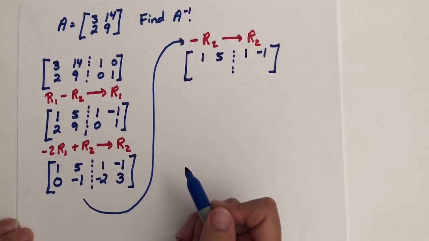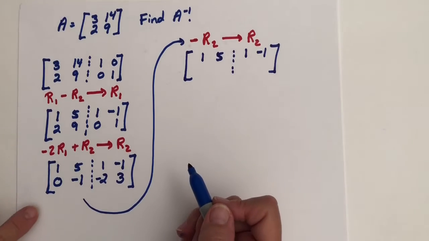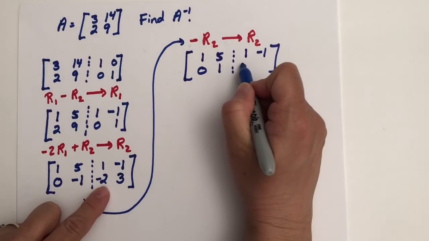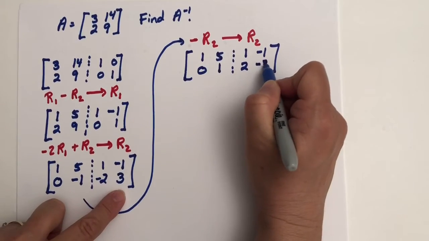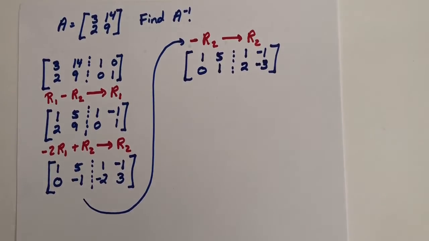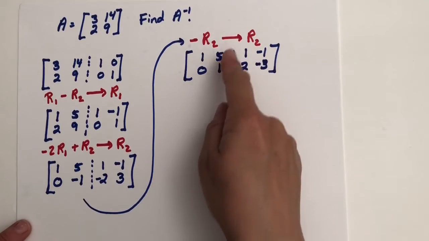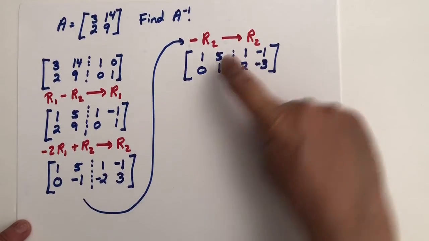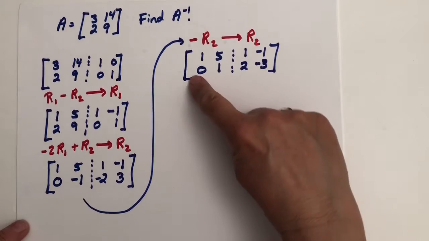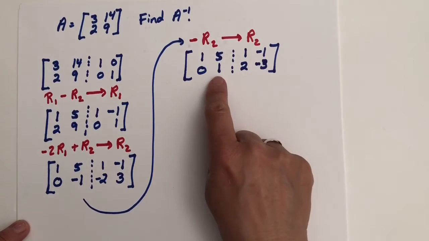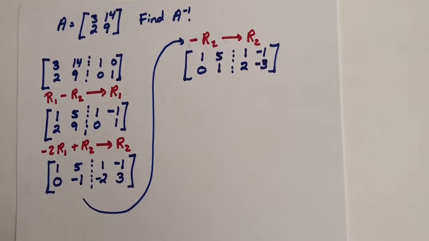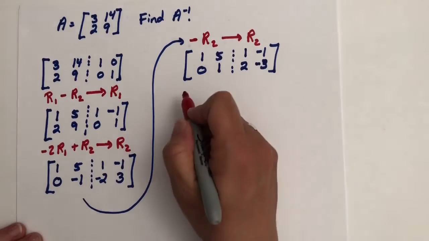And row 2, we take the opposite of each entry. So we have 0, 1, positive 2, and negative 3. And now we only have one more entry to take care of to make this be the identity matrix on the left. We need a 0 right here. So we're going to multiply the second row by negative 5 and add it to the first row and put it in the first row.